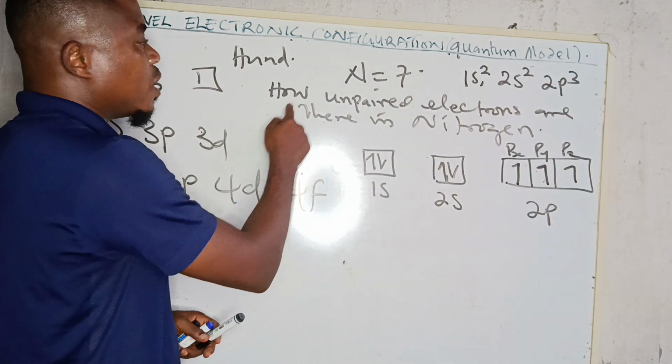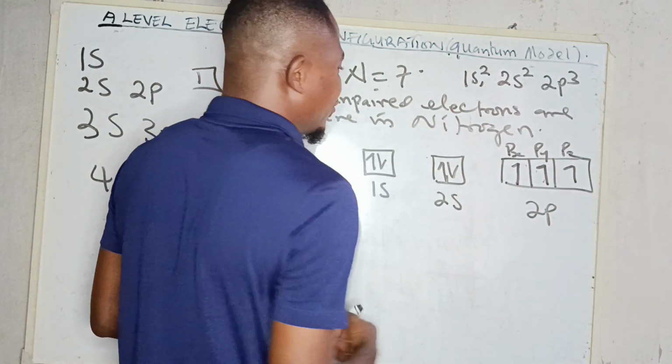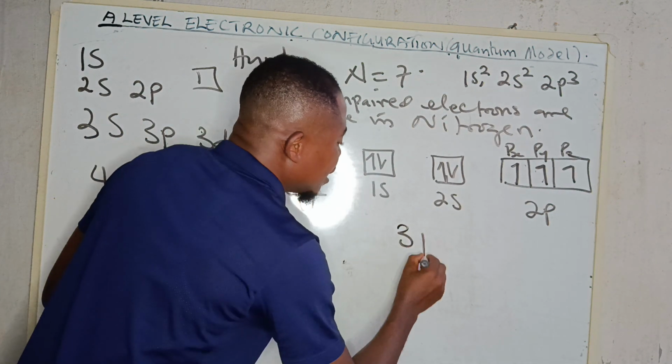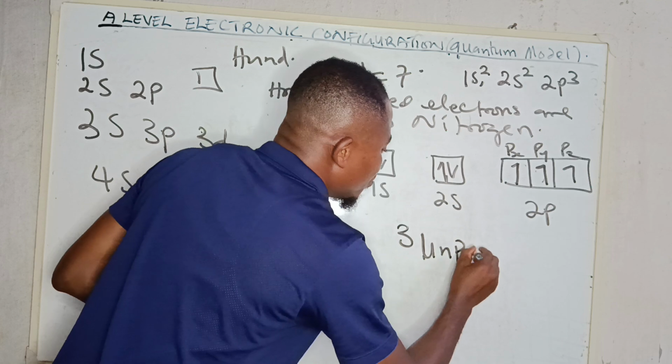So to answer this question, how many unpaired electrons are there in nitrogen? We can now say that there are what? 3 unpaired electrons.